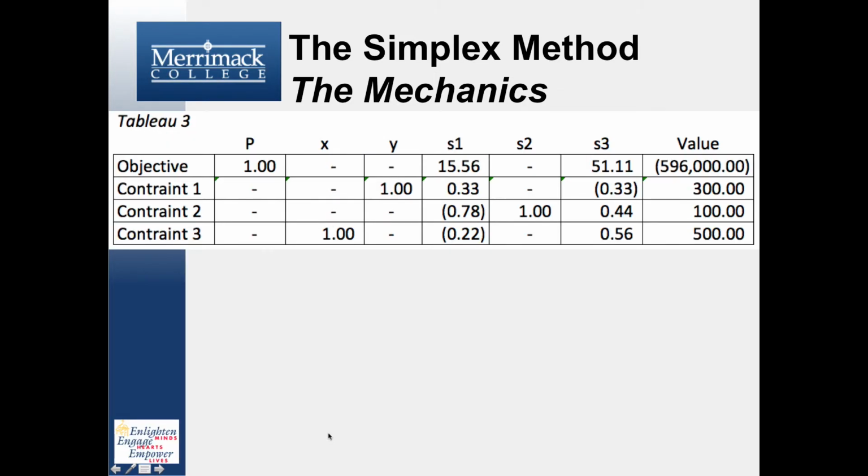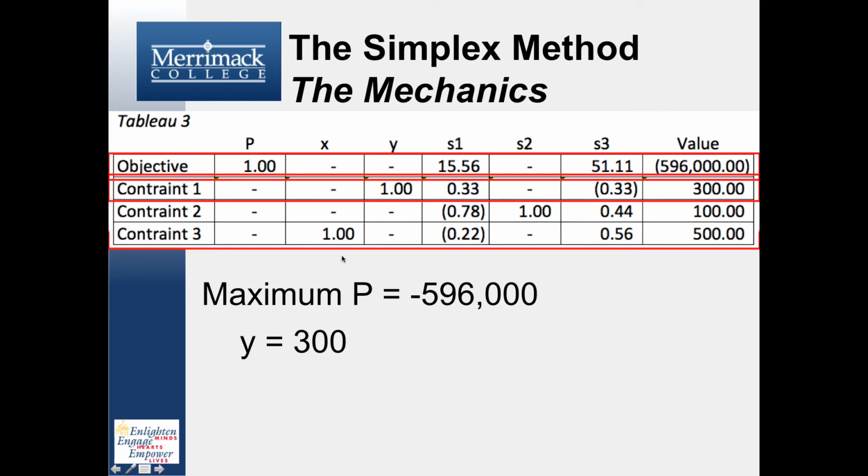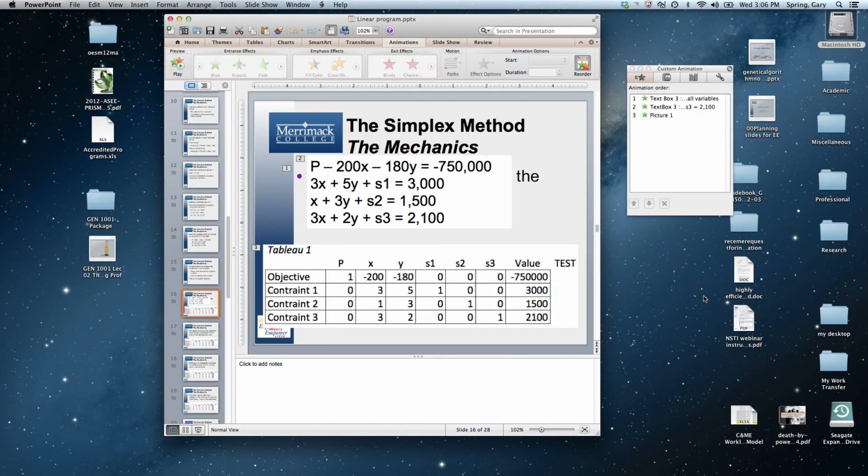So I have this. This is the solution. So I know from this tableau, P is 1. So its value, the maximum value of that objective function is 596,000. The value for the y term is 300. And the value for the x term is 500. That's the solution to that linear programming problem that I presented. Okay, that's it.